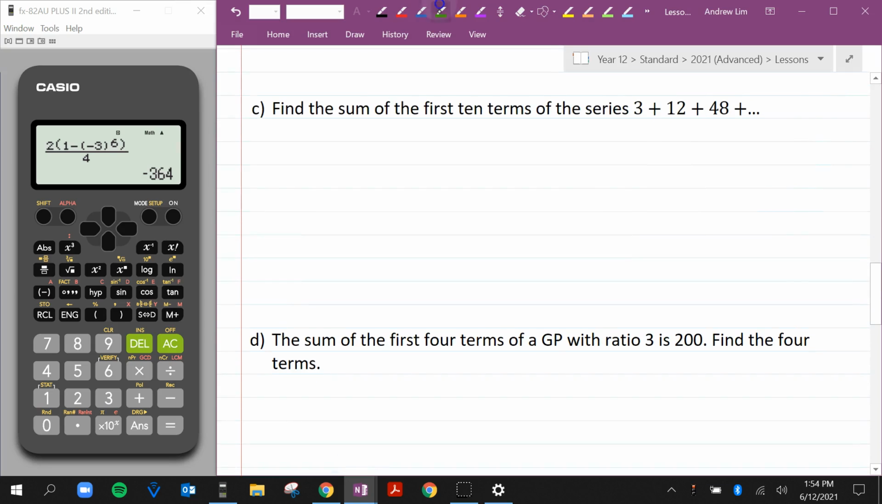All right, question C. Find the sum of the first 10 terms of the series 3 plus 12 plus 48 plus etc. Have a go with this one yourselves. I'll get you to pause the video, and when you're ready to check your answers, you can continue playing it.